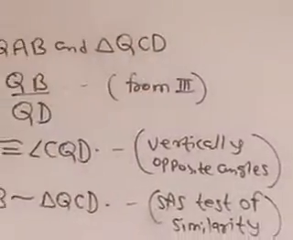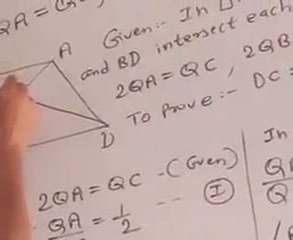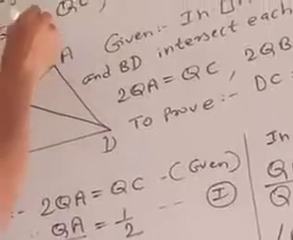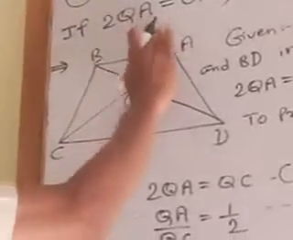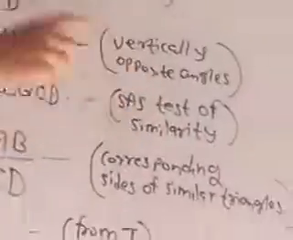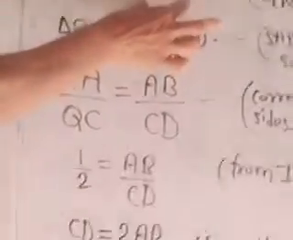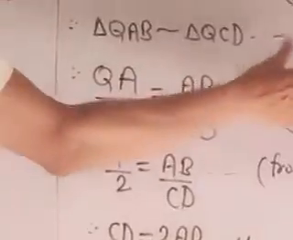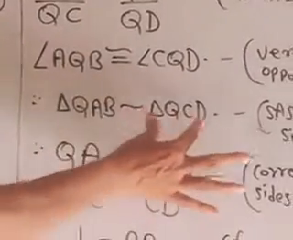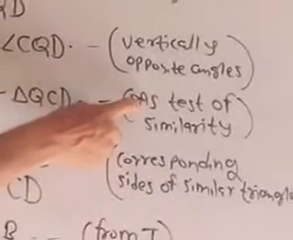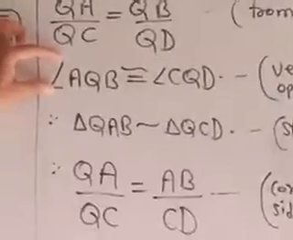From the third, angle AQB is congruent to angle CQD. These two angles are congruent. When two lines intersect, these are called vertically opposite angles. So, in bracket, vertically opposite angles. Therefore, two sides are in proportion and their included angles are congruent. Therefore, the two triangles are similar by the test of similarity. Therefore, triangle QAB is similar to triangle QCD. In bracket, test of similarity: two sides are in proportion and included angles are congruent.